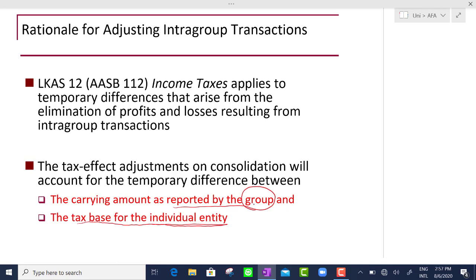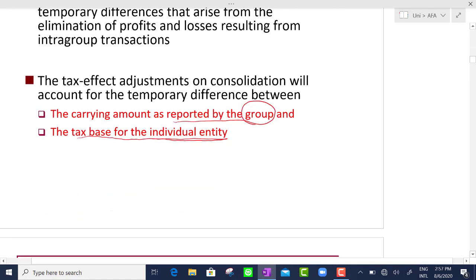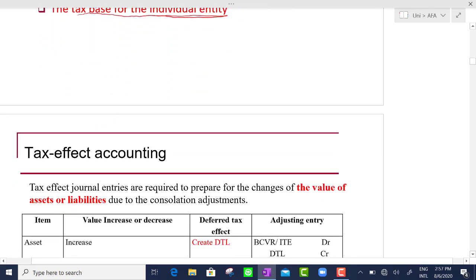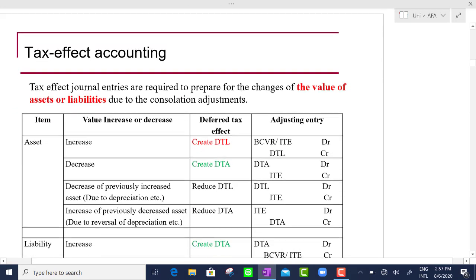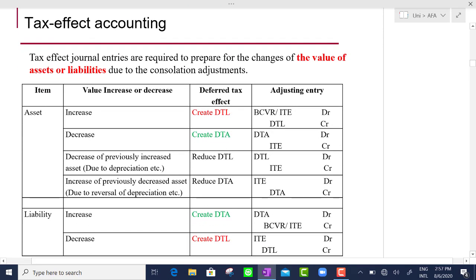Right? So thereby we can identify either a deferred tax asset or a deferred tax liability. I think that you can remember the logic. So we focused on the assets and liabilities. Now, in terms of assets, if the carrying amount increases, then the carrying amount is higher than the tax base. The result is a deferred tax liability.